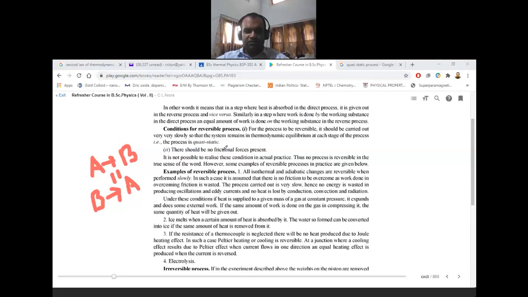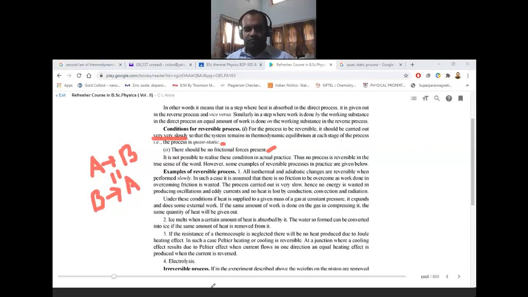So now, conditions of a reversible process. What are the conditions? The first condition for a process to be reversible is that the process should be carried out very slowly, so that the system remains in thermodynamic equilibrium in each stage of the process. Very slow process, and the system must maintain thermal equilibrium. That means the temperature of the system should not change. Or the process is quasi-static. Quasi-static means the process has to be carried out so slowly that it always remains in equilibrium.